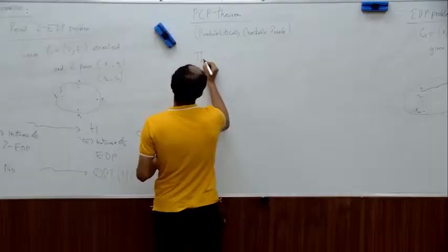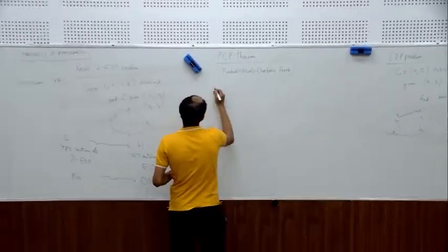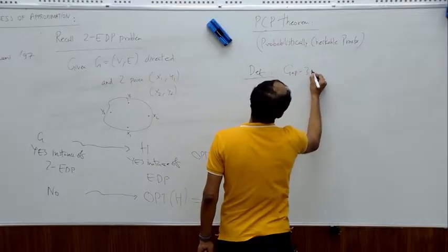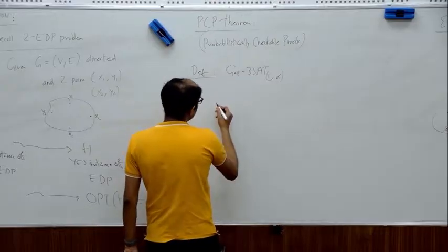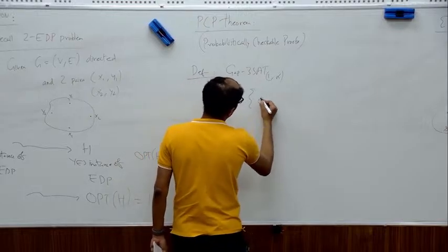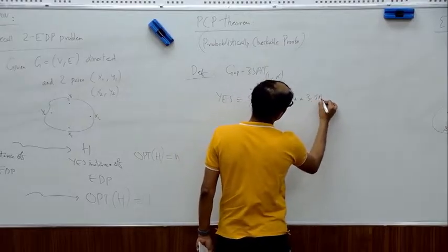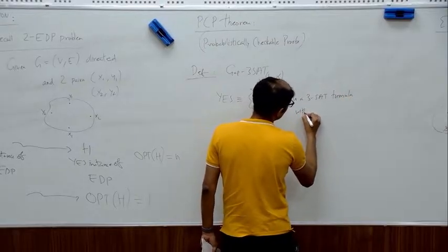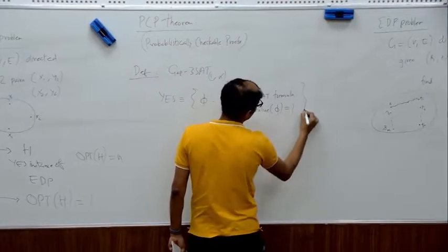So the theorem that I'd like to state. Before this theorem, maybe I should give a definition. I want to think about a problem that I'm calling gap 3-SAT(1, alpha). The yes instance of this decision problem refers to all 3-SAT formulas phi in which every single constraint, every single clause, can be satisfied. So it's written as value of phi being 1.